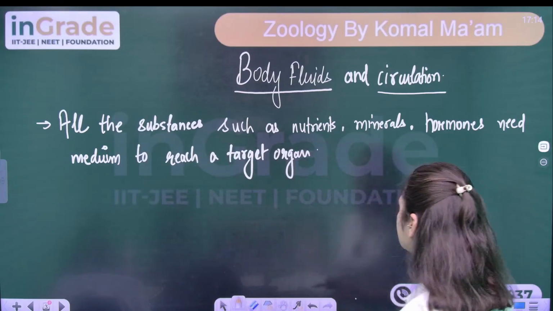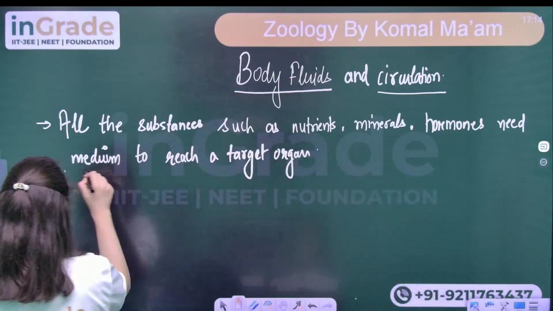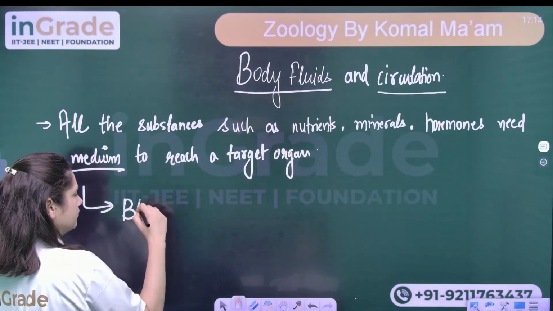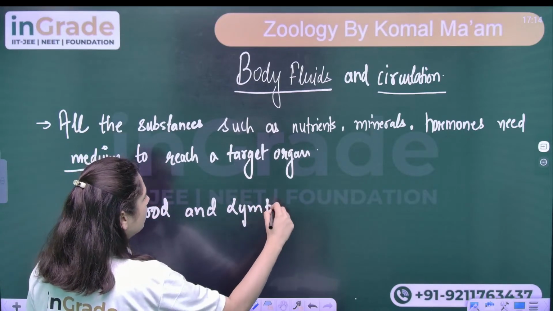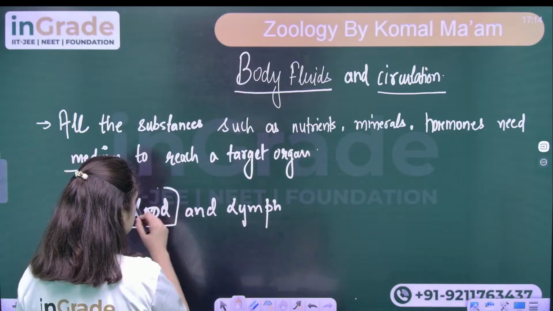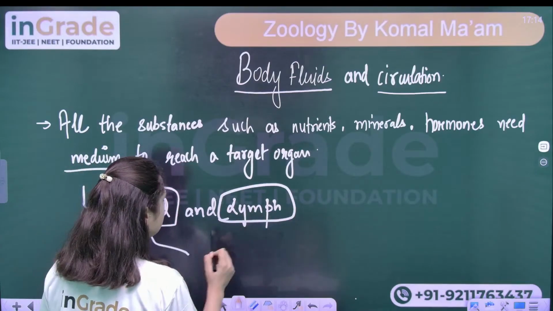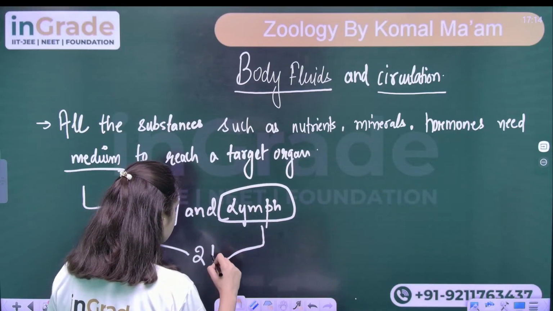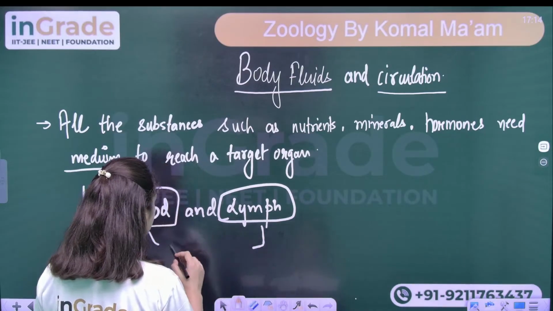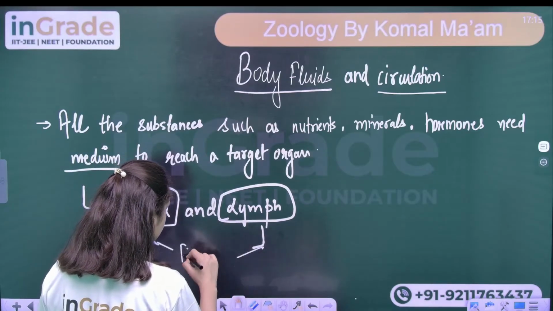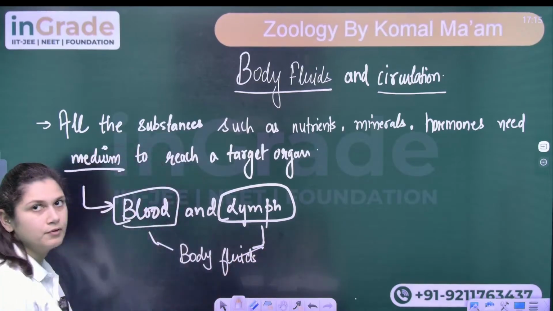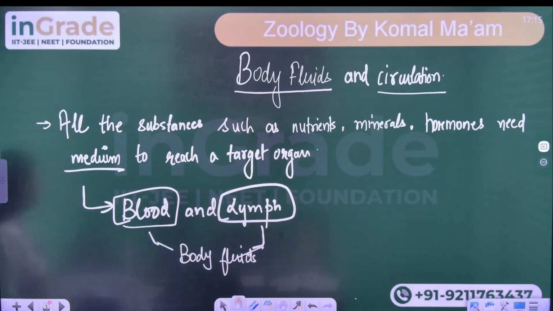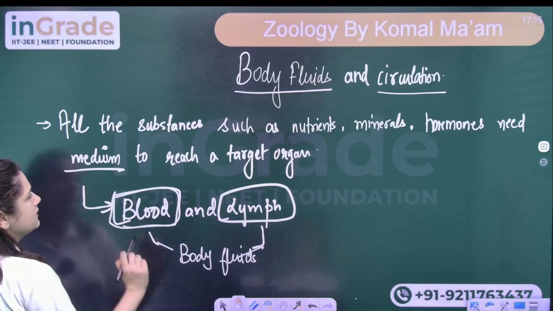और वो मीडियम आपके पास कौन सा है? That medium is your blood and lymph. Okay, so we have two types of fluids in our body, that is blood and lymph. These are two types of body fluids that are present in our body. Okay class, next, first we will discuss about the blood in this chapter. So let's start.